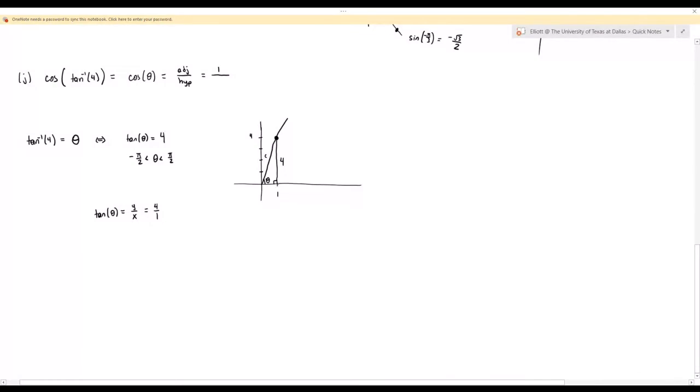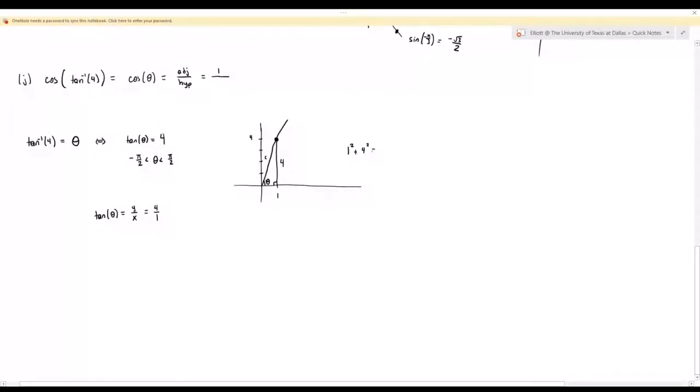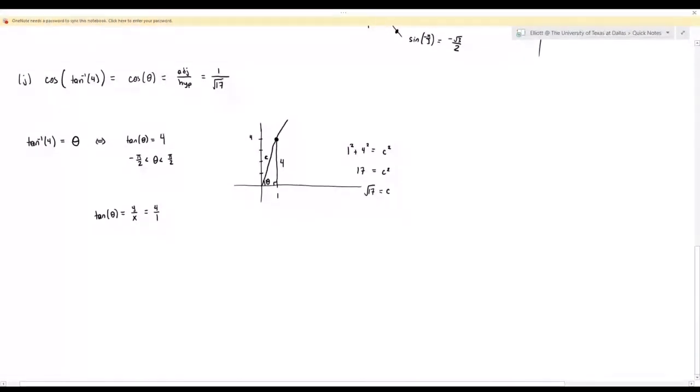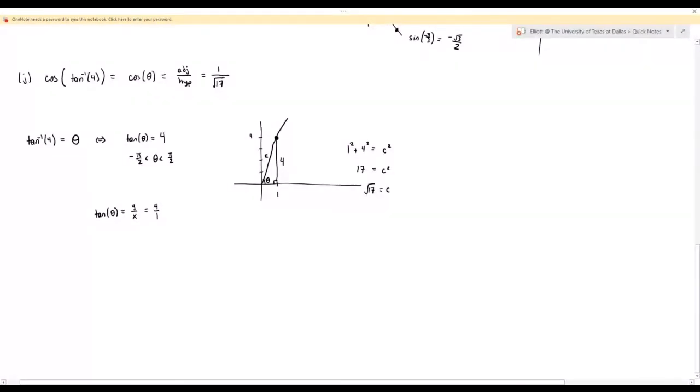So we know that 1 squared plus 4 squared should give us the hypotenuse, which I'll call c squared. That gives us 17 equals c squared. So c, the hypotenuse, will be square root of 17. Then, knowing the hypotenuse is square root of 17, that leaves us with the final answer of 1 over root 17.